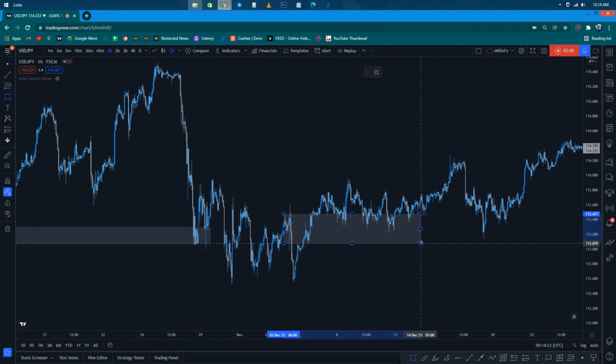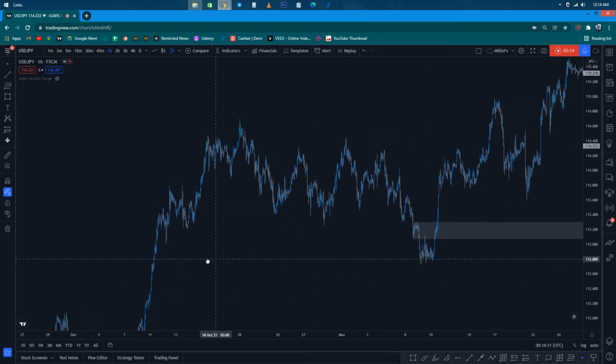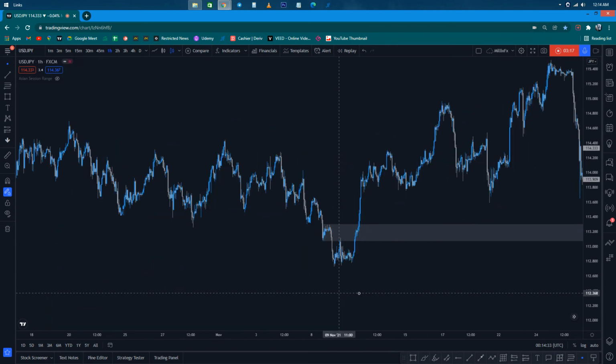So this particular breaker block held for this whole. You can see how price actually reacted to this. So let's go to the next one. We have other breaker blocks that have been mitigated for quite a very long time. So you see we have this whole range.